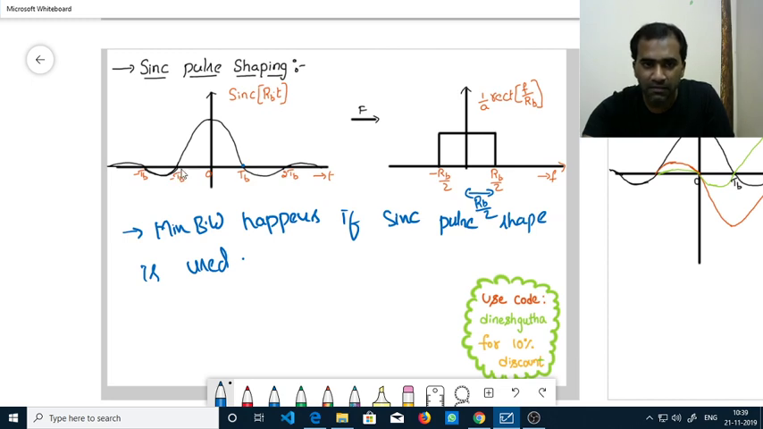Fine. If you observe this, the width of this main lobe itself is 2 TB. But how much time are we allowed to use? Only TB, right? Because TB is the bit time. But here we are using a pulse which has more width than TB. But still, that is also fine. How it is fine, we'll see. You'll understand when I take more pulses and plot it.